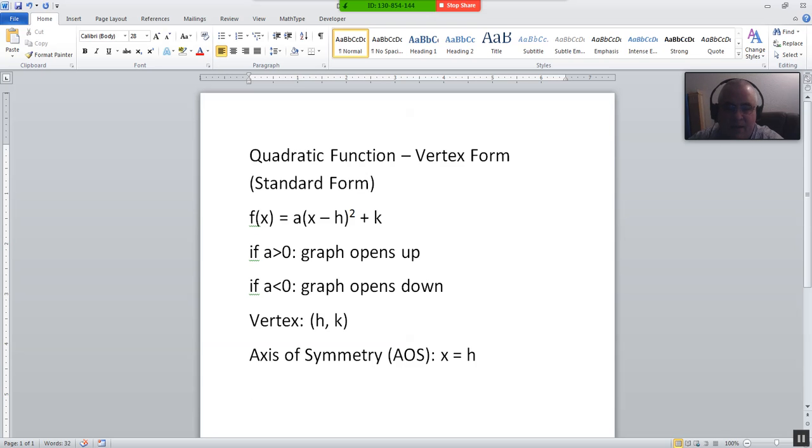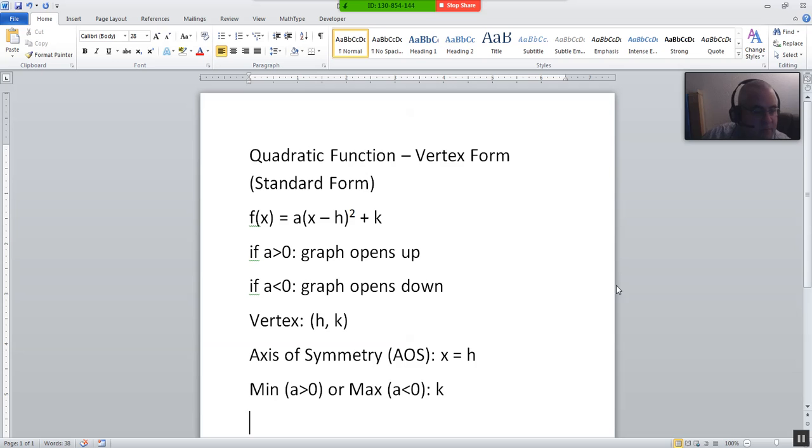And your min, if now you have a min, and this is based upon a, if a is greater than 0, it opens up. Or max, you don't have both. Your max is when a is less than 0. Your max is going to equal k.